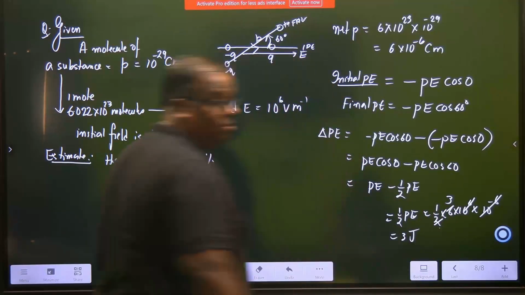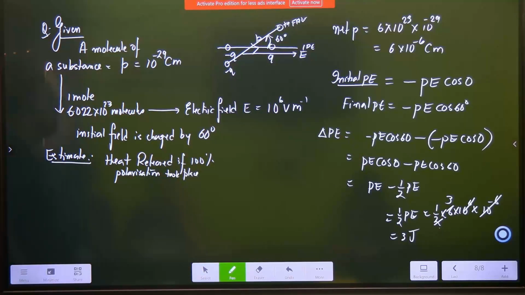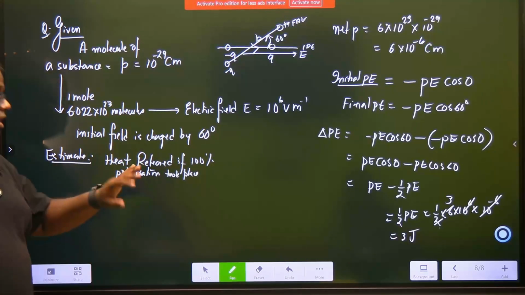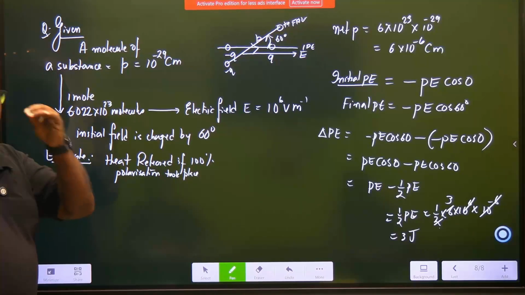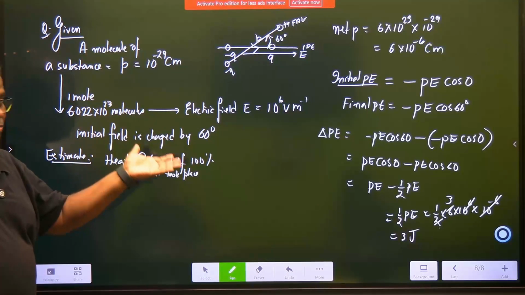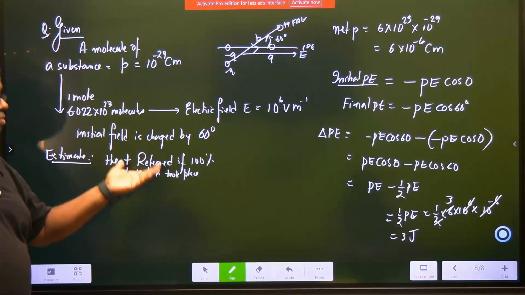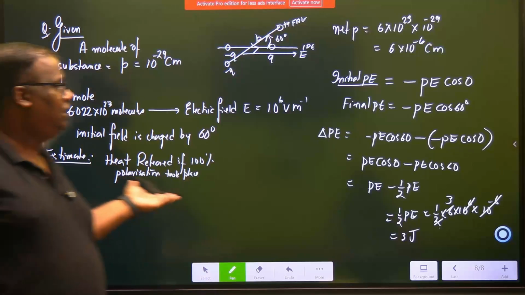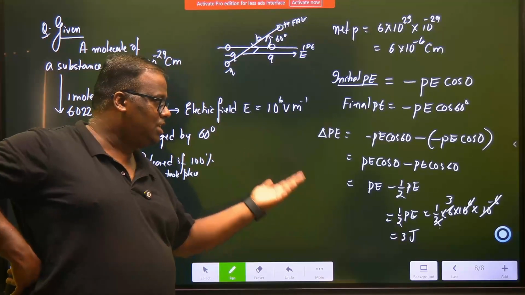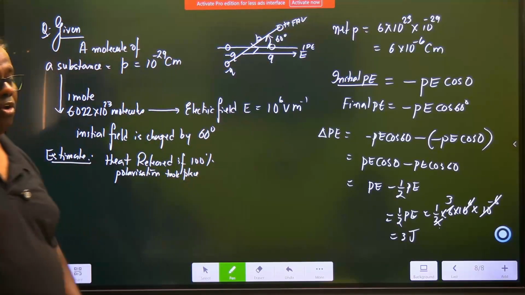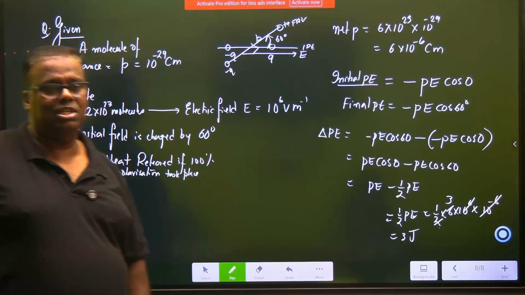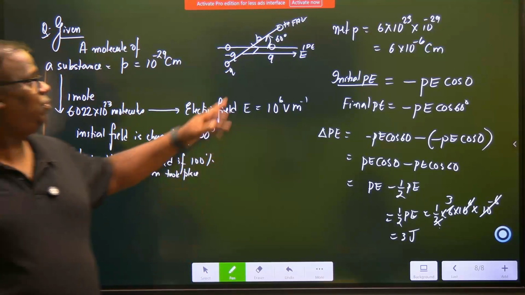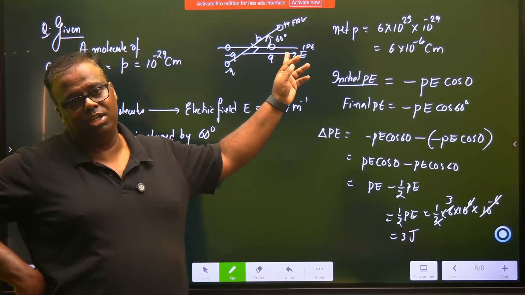Three joules. 3 joules is the change in energy, and this change in energy will be dissipated as heat. Did you understand this numerical or not? You might not get it straight away. You have to first understand how to map the numerical. The numerical is telling me that there is a polarization that has happened, due to which there will be a change in energy. Always calculate the change. Many people, what is the mistake they will do? They will just straight away put the value of the potential energy.